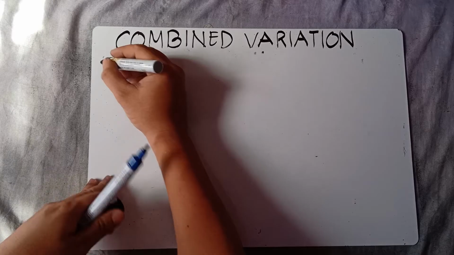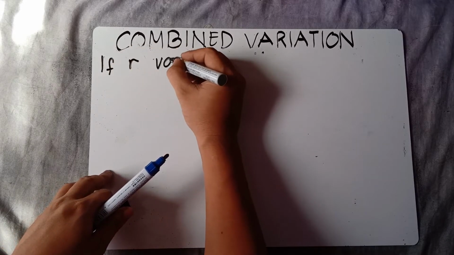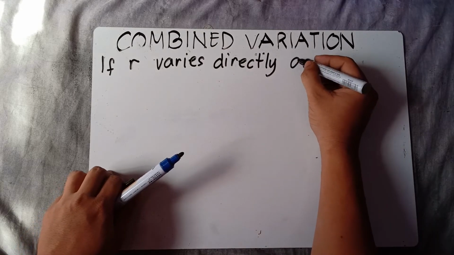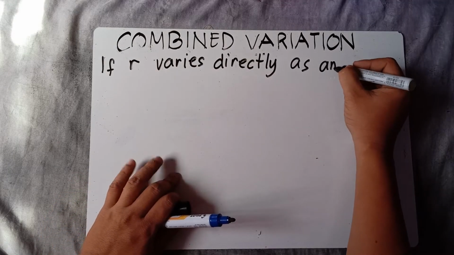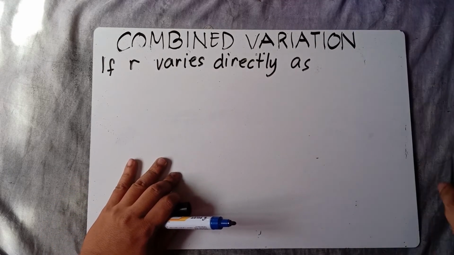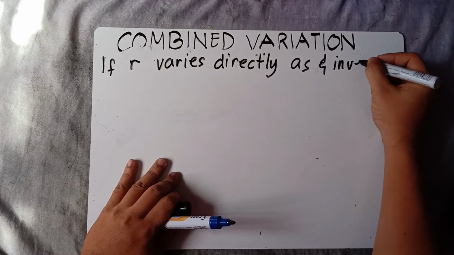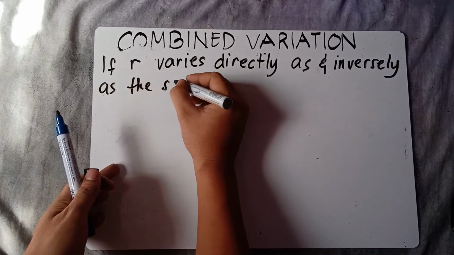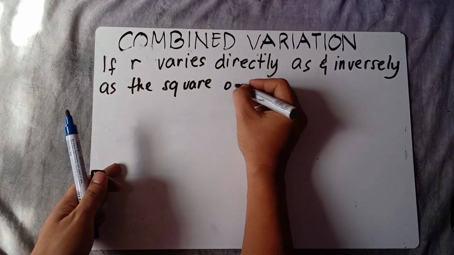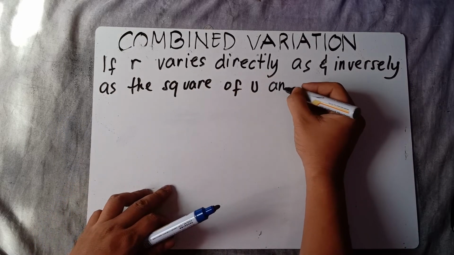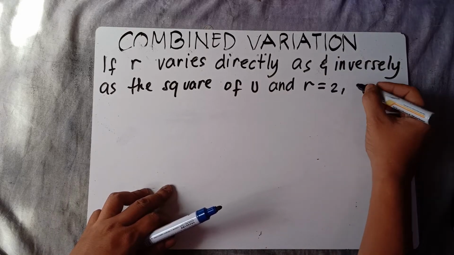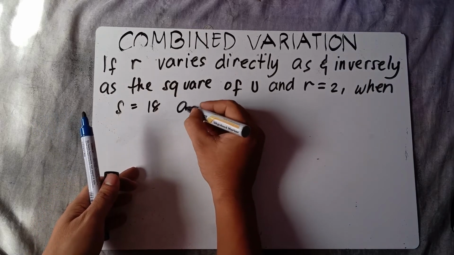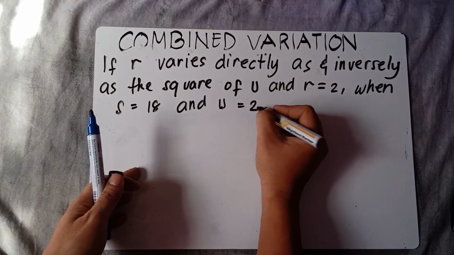Okay, if R varies directly as S and inversely as the square of U, and R equals 2 when S equals 18 and U equals 2.